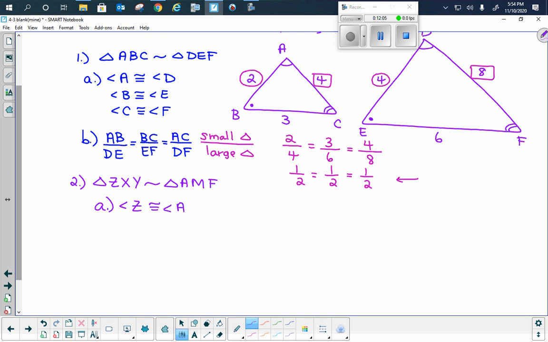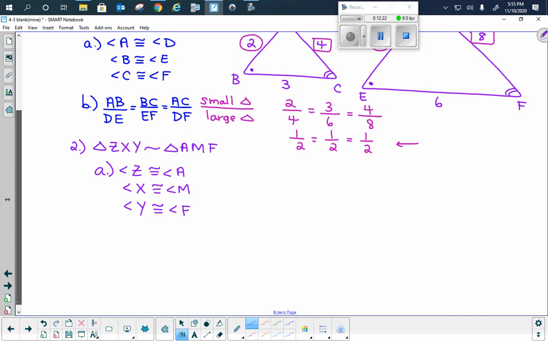And why did I know that? Because they were both the first letter up above. Angle X would be congruent to angle M because they're both in the middle. And angle Y is congruent to angle F because they were both at the end. That would be my full answer for A.